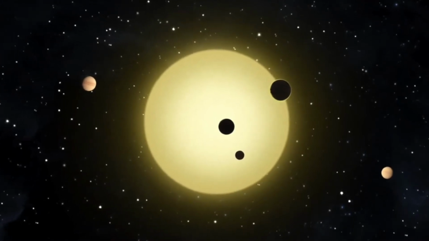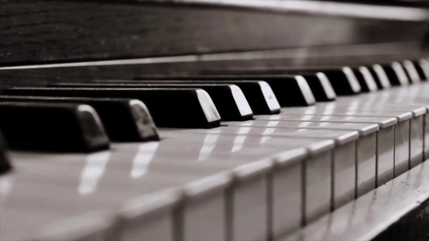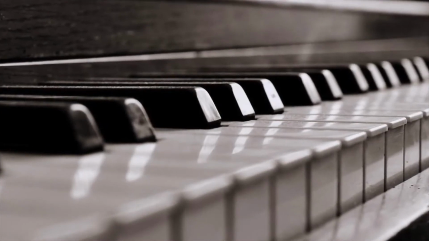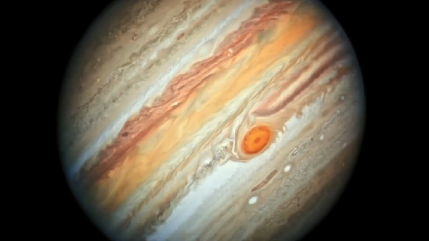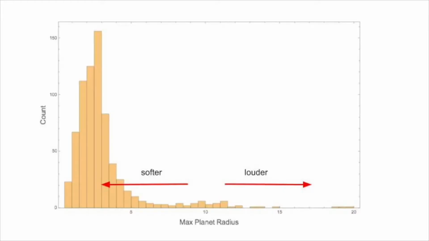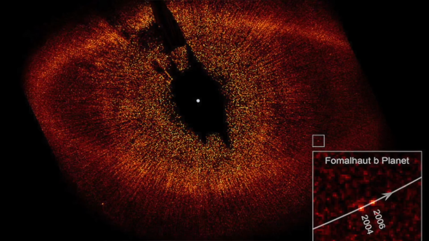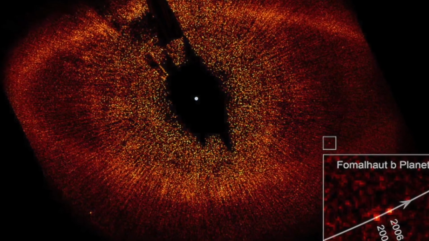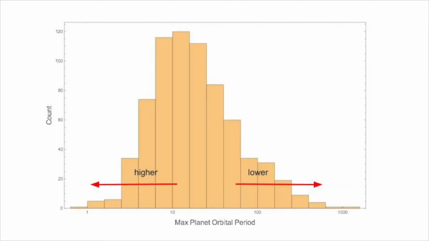There are other things that we can play with when we sonify the data. One of them is the volume of the chord that we play. Another one is the location of the home tone of the chord that we play, if it's higher in pitch or lower in pitch. The volume in this music is determined by the largest planet in the system. The larger the largest planet in the system, the louder the chord will be. The smaller the largest planet in the system, the softer the chord will be. For the home tone, that's determined by the orbital period of the largest planet in the system. The longer the orbital period of the largest planet, the lower the note will be, and the shorter the orbital period of the largest planet, the higher the chord will be.